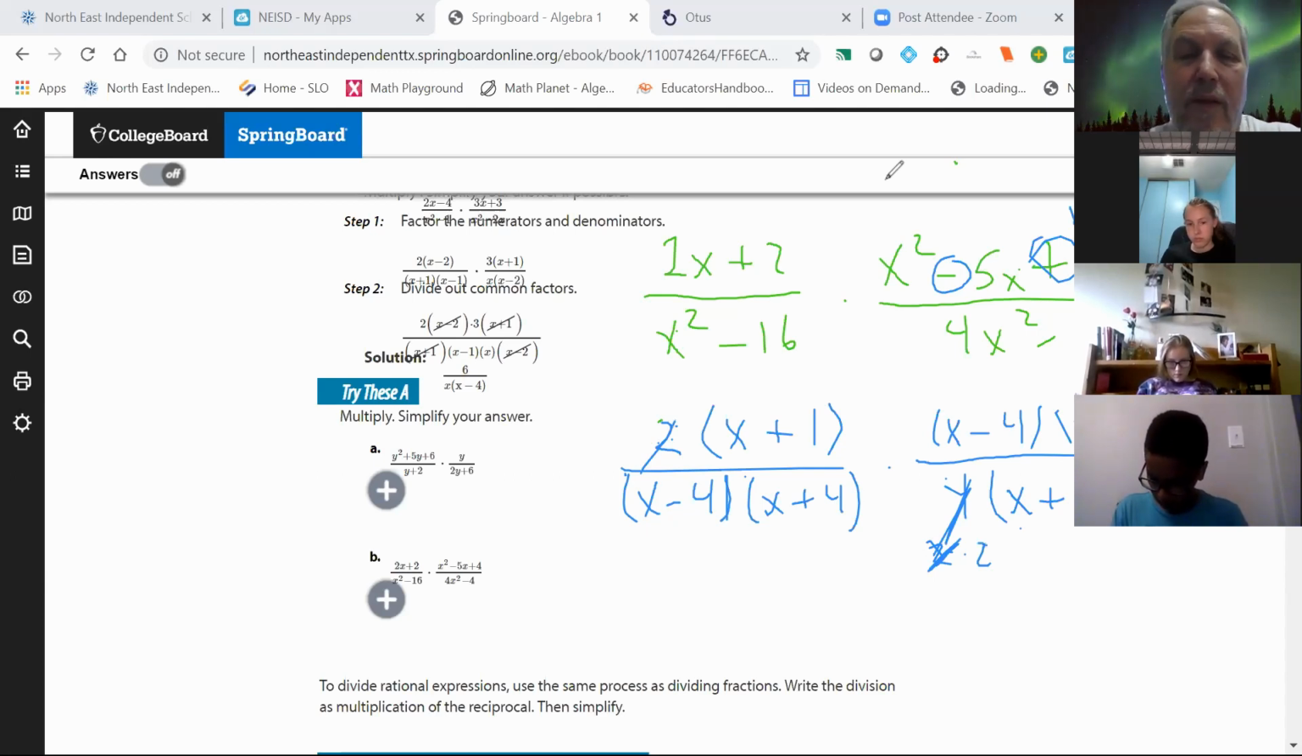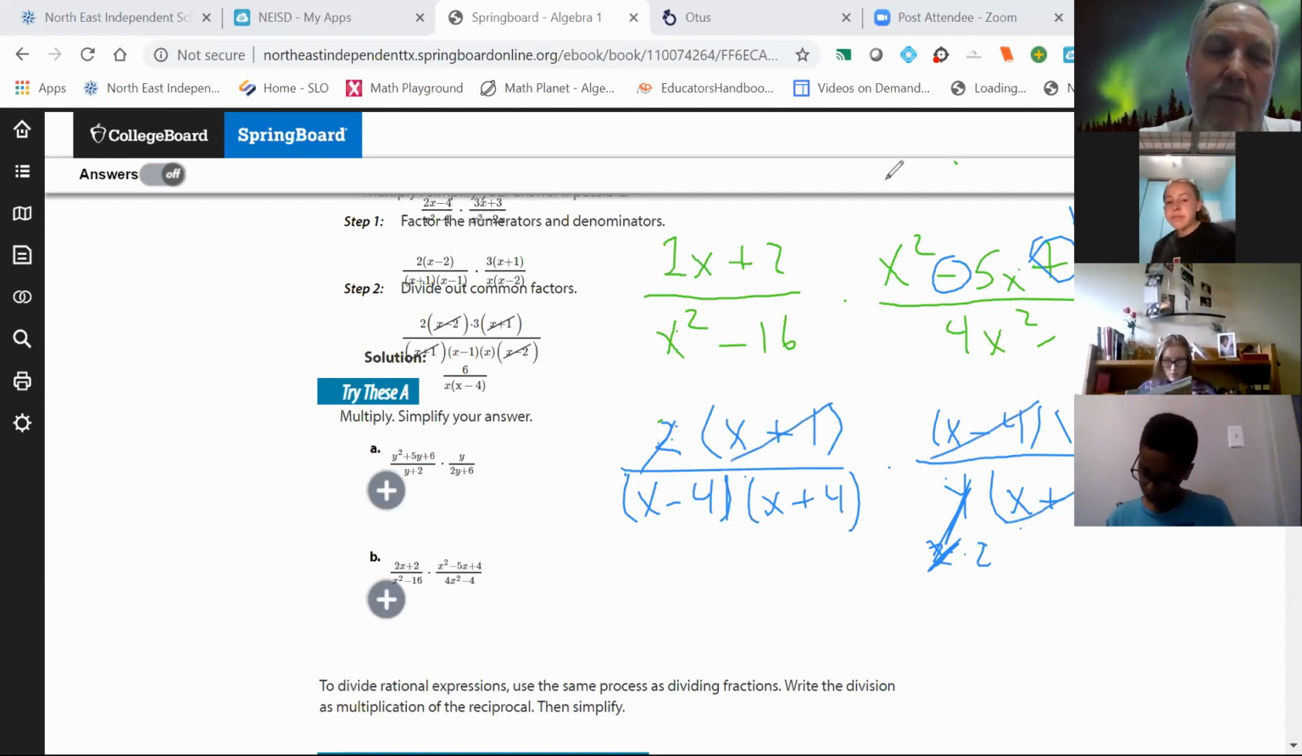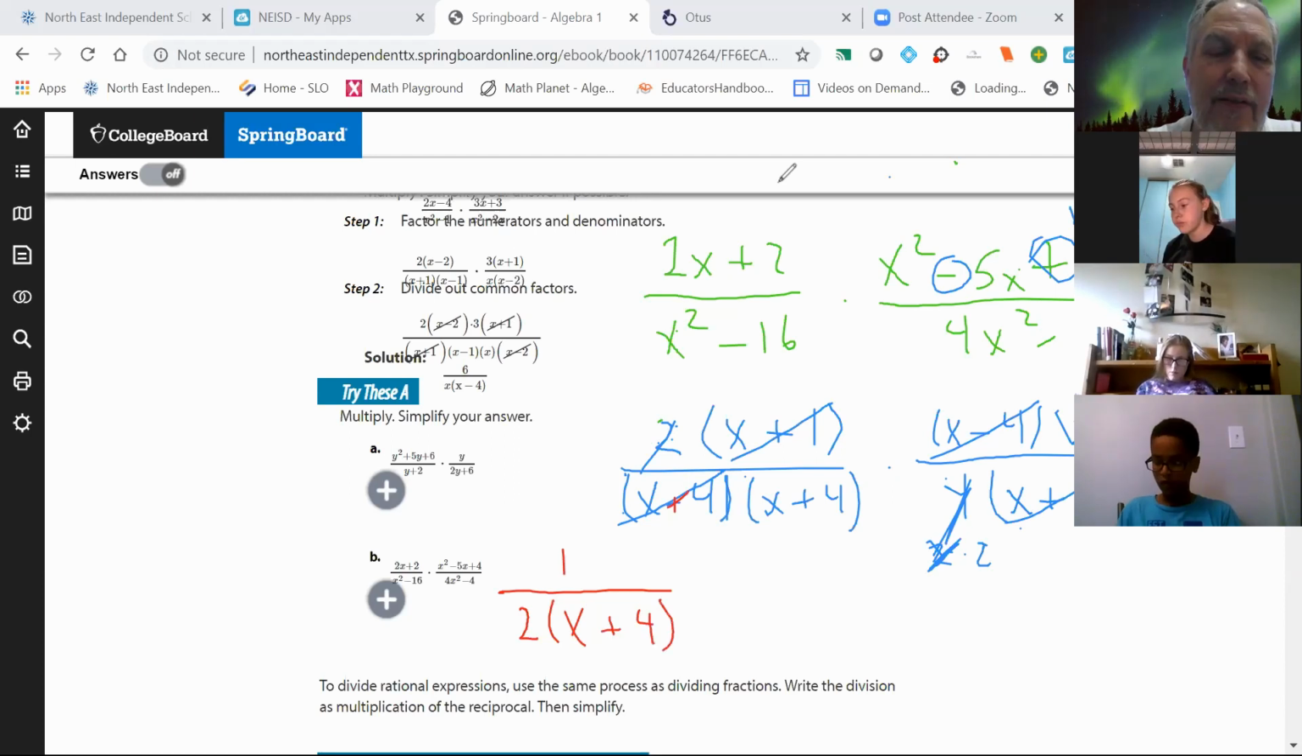X plus 1 simplifies with x plus 1. X minus 4 simplifies with x minus 4. And x minus 1 simplifies with x minus 1. So that's going to leave me with a 1 on the top, 2, x plus 4. And that's going to be my answer.